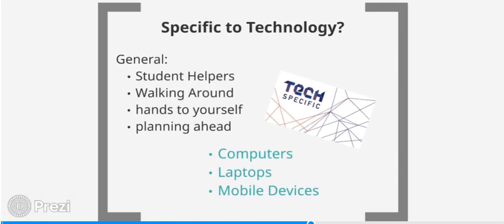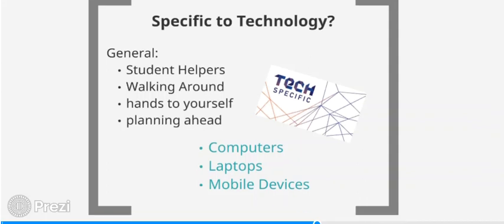Now, a lot of these are specific to the technology that you might use, but generally, using technology integration, you want to always have student helpers. You want to always be walking around. It's always good to have students keep their hands to their own device, because you want to ensure that learning is always happening. And you always need to plan ahead, just as without integration. But the different devices that could be used are computers, like in a computer lab, laptops, or your mobile devices.